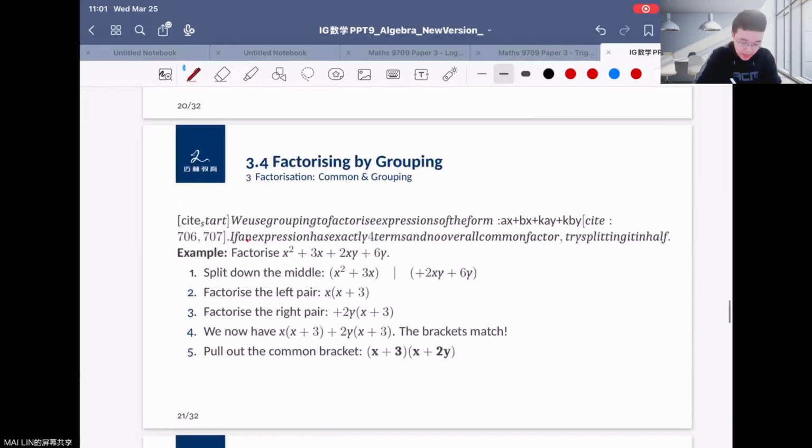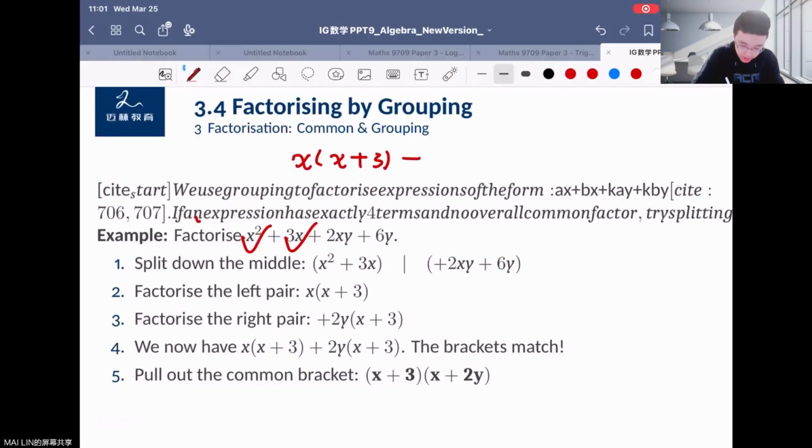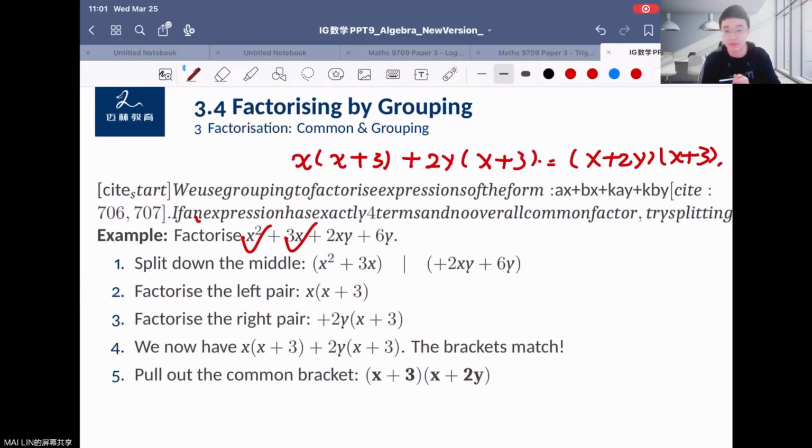First, x squared with 3x. You can first extract the x, so I can write that as x times x plus 3. You can find there are still two terms left, one is 2xy and another is 6y. Then you can extract 2y, so here is 2y times x plus 3. So after extracting, it is x plus 2y times x plus 3. That is factorizing by grouping.